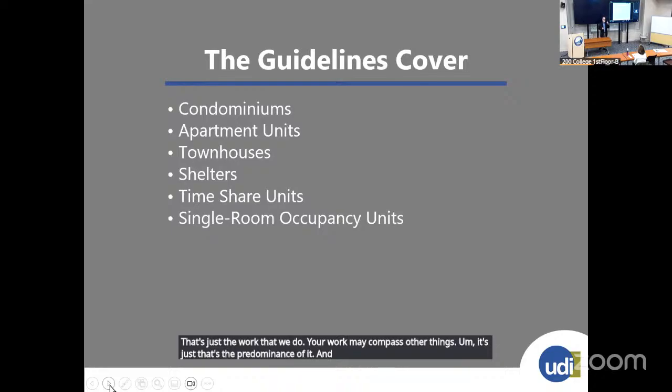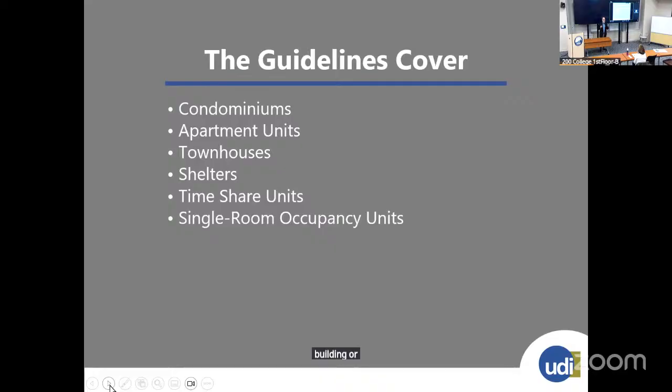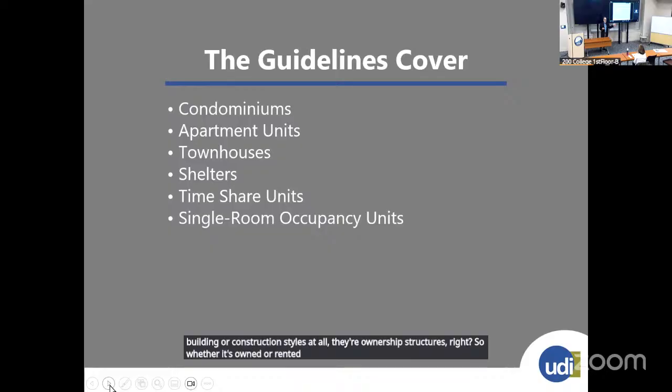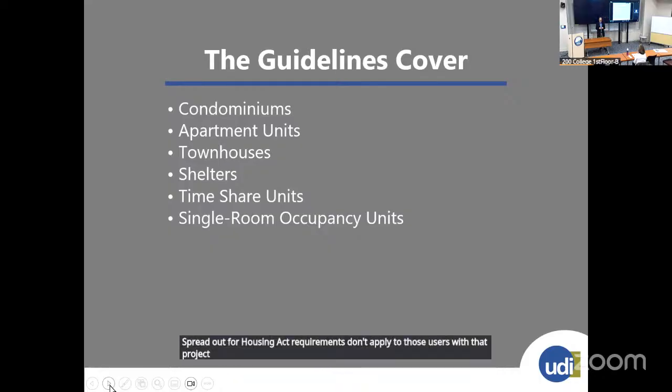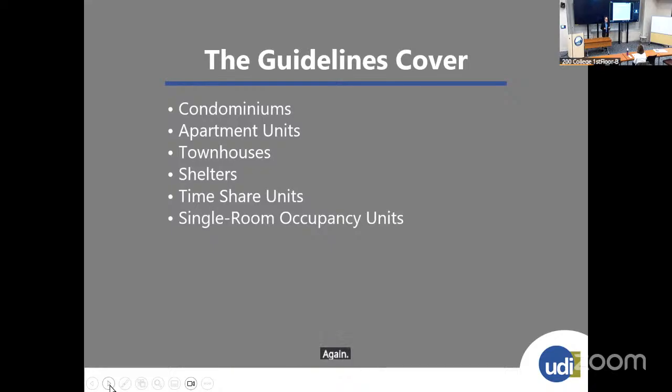And you'll notice that two of the top three aren't in fact building or construction styles at all. They're ownership structures, right? So whether it's owned or rented, the Fair Housing Act covers them as long as they've got at least 4 units under one roof. At least 4 units under one roof. You can have a 200-unit project that's got 2 or 3 units under each roof spread out. Fair Housing Act requirements don't apply to those units or that project. It's got to have 4 units or more under one roof. Again, owned or rented, doesn't matter.